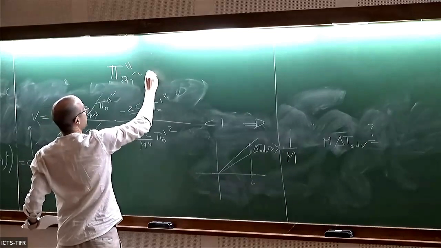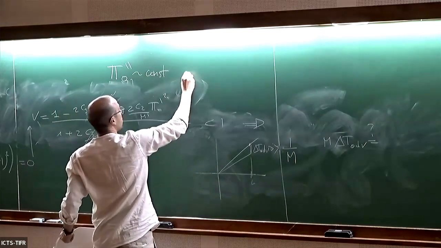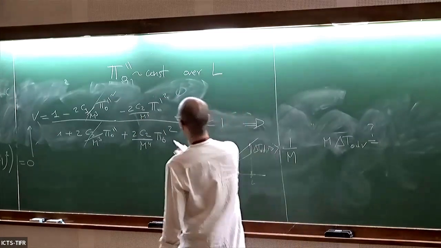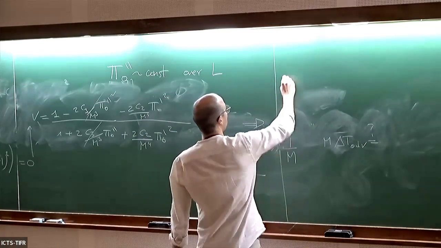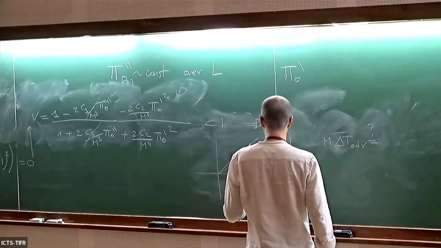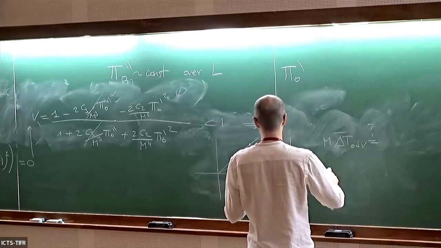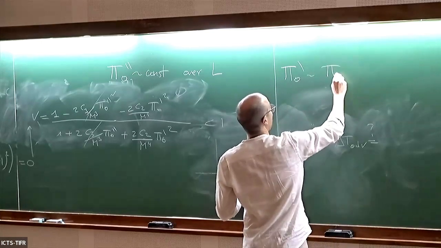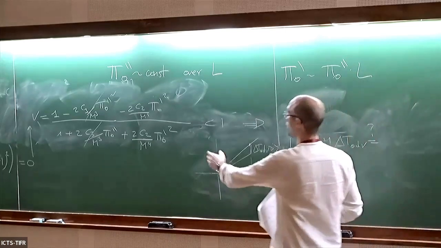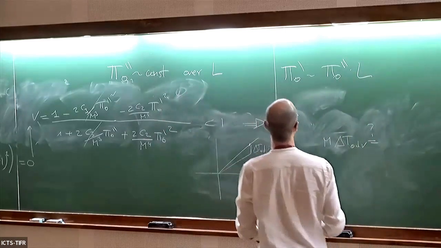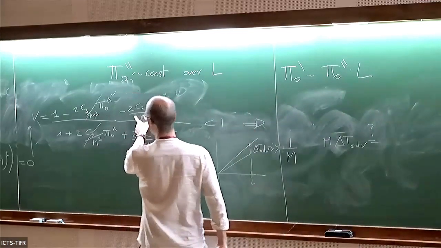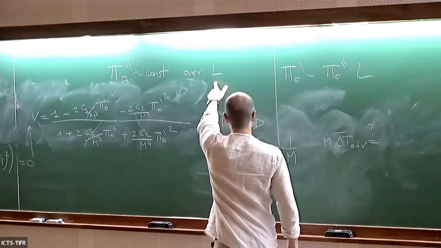So roughly constant over a region L. Since here I have pi 0 prime, it means that pi 0 prime grows. So pi 0 prime goes like, schematically, like this at the boundary of this region where I created this background solution. So this one can win over this, but not for arbitrarily long distances, right?